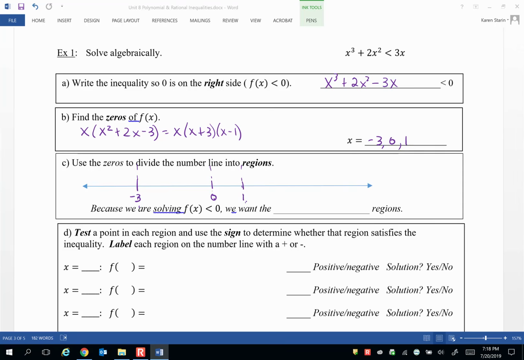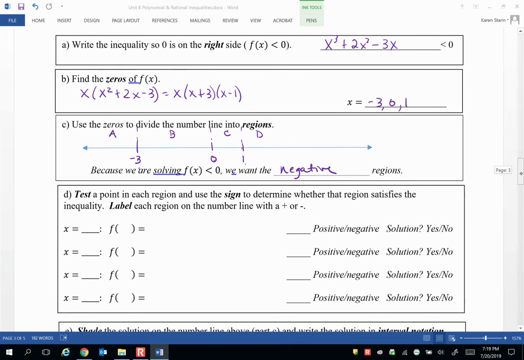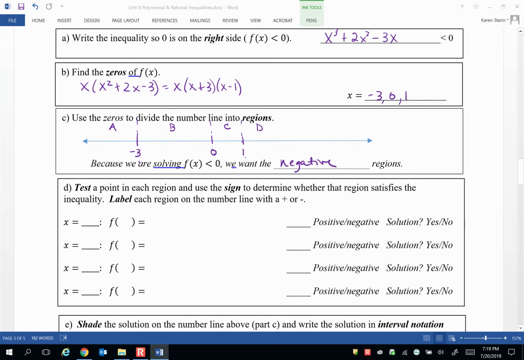What I like to do is label them with letters. We have enough numbers here to deal with. So I have section A, section B, section C, and section D. I have 4 sections to use a test point to see what their signs are. So because we're solving for f of x is strictly less than 0, we want the negative regions. So now let's choose some points in all of these sections so that we can just see what the sign of the function is.